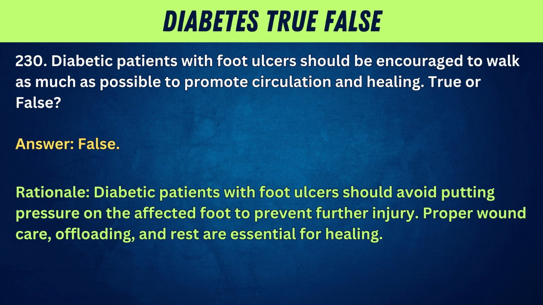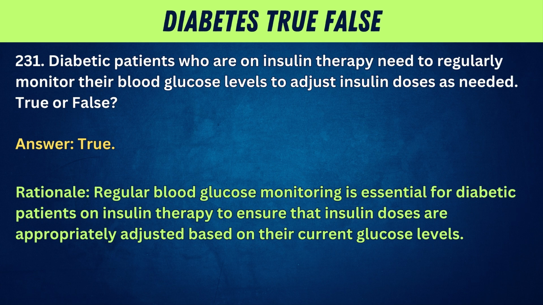230. Diabetic patients with foot ulcers should be encouraged to walk as much as possible to promote circulation and healing. True or false? Answer: false. Rationale: diabetic patients with foot ulcers should avoid putting pressure on the affected foot to prevent further injury. Proper wound care, offloading, and rest are essential for healing.